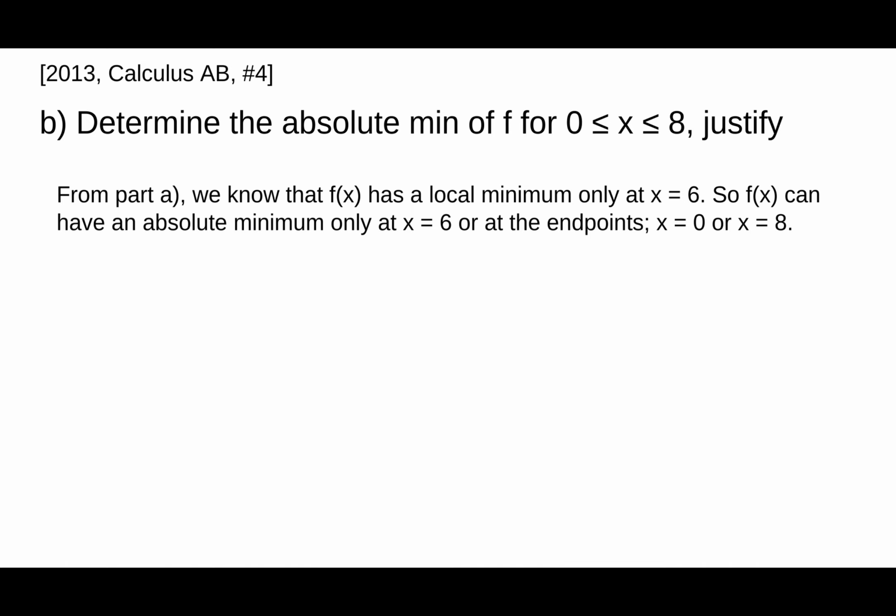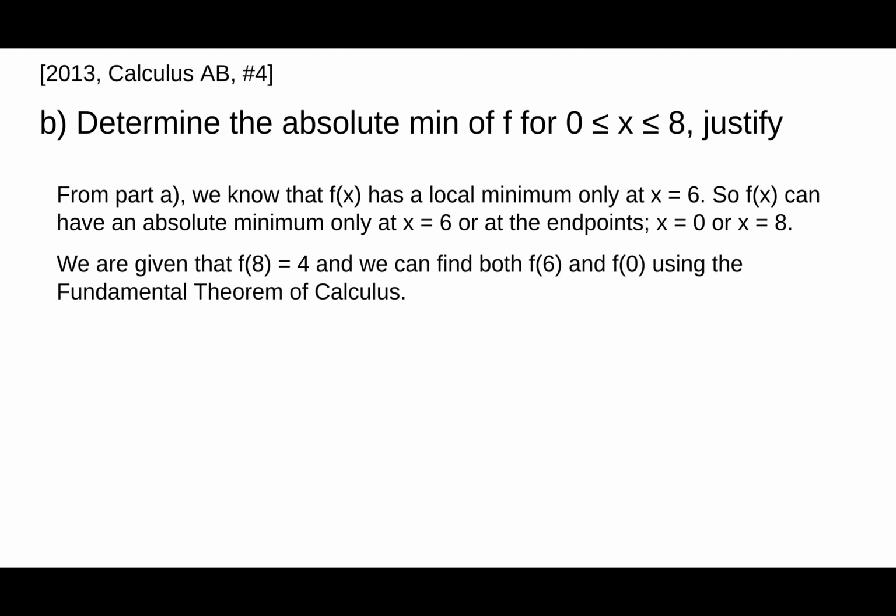So this function f of x can have an absolute minimum only at x equals 6 or at one of the endpoints, x equals 0 or x equals 8. So now all we really have to do is evaluate f of 6, f of 0, and f of 8 to check to see which one is the smallest. We are given in the stem that f of 8 is equal to 4. Okay, so f of 8 is equal to 4.